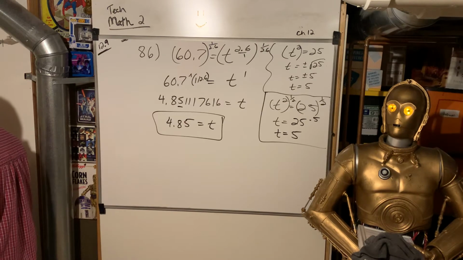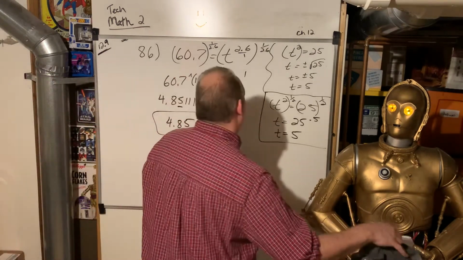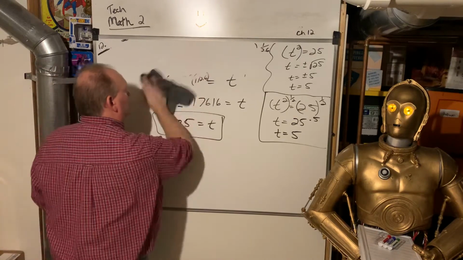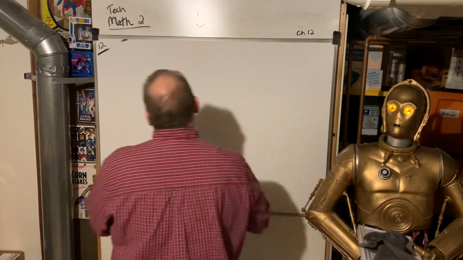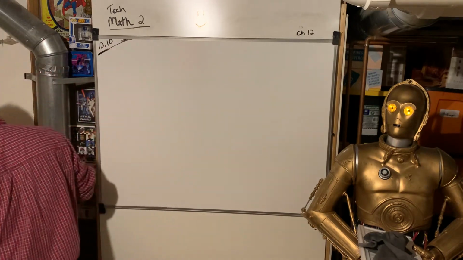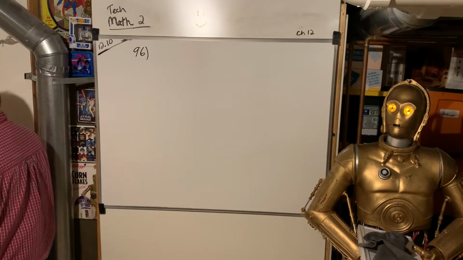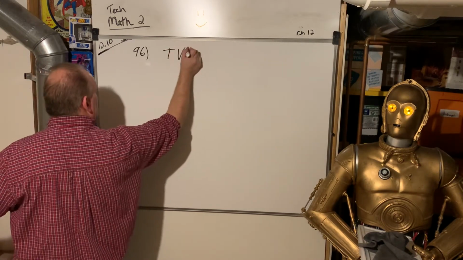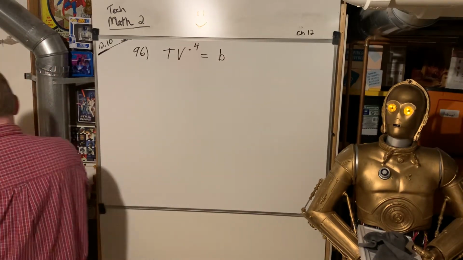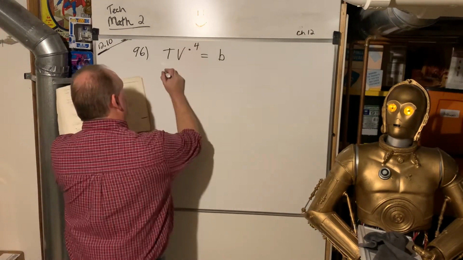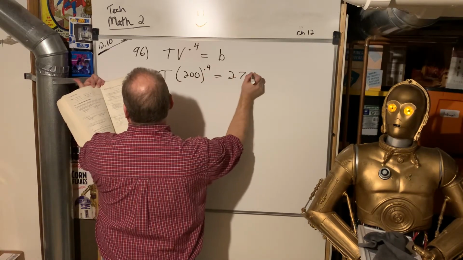12-10. And then we've got to still look at semi-log and multi-log. All right. So evaluating exponential formulas. So 12-10, number 96, all the way on page 549. They have TV to the 0.4 power is equal to B. And they want me to find T when V is 200 and B is 2750.